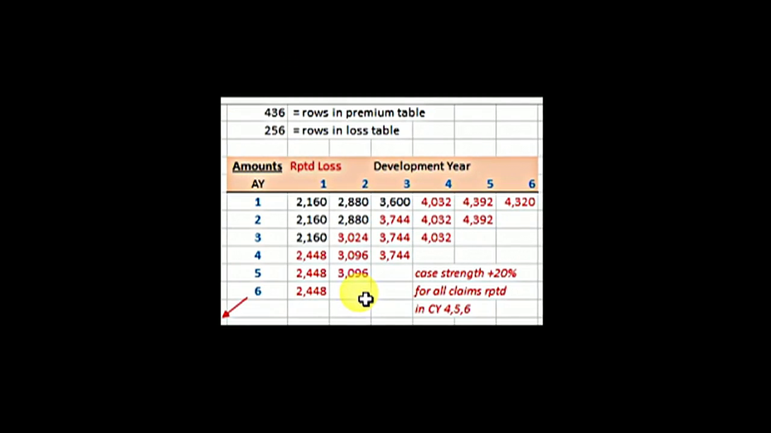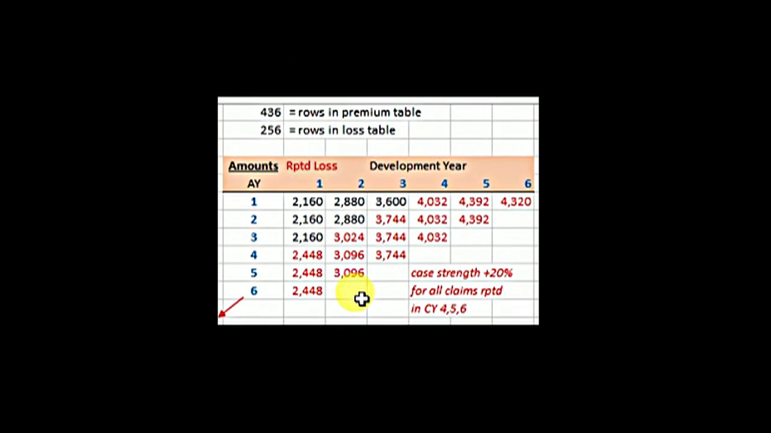Something I didn't mention in the base case scenario, because I wanted to keep it simple, is that the strength of the case outstanding was 100%. That meant that each claim was paid and closed for the exact amount of the initial case reserve. No redundancy and no deficiency. Now in scenario 3, I told the simulation to increase the case outstanding strength by 20%, from 100% to 120%, and to do it at t equals 4.